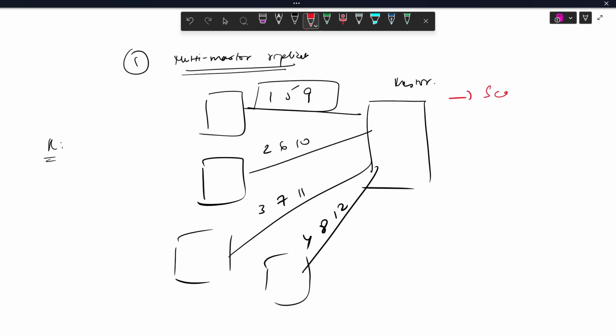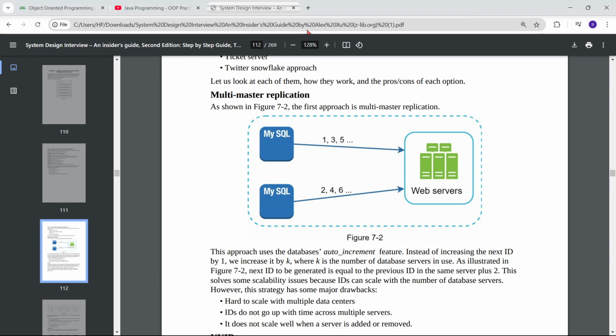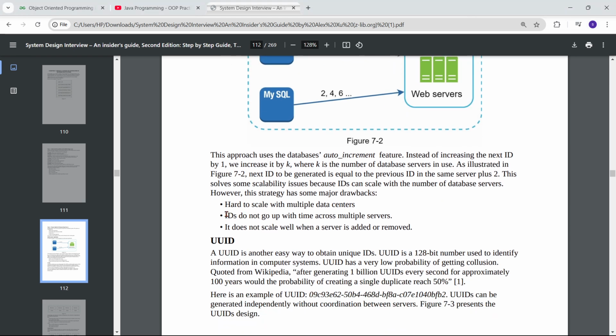First thing is scaling issue. It is very hard to scale. It is very hard to use this theorem when the database is being scaled, when servers are added. And another thing is that it cannot scale with multiple data centers, and does not scale well when servers are added, and IDs do not go up with time.